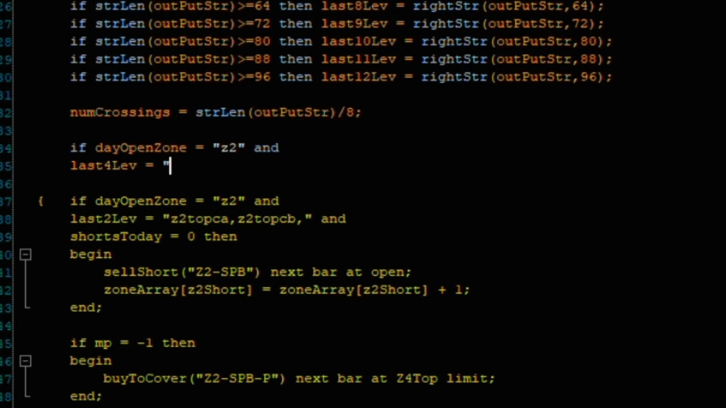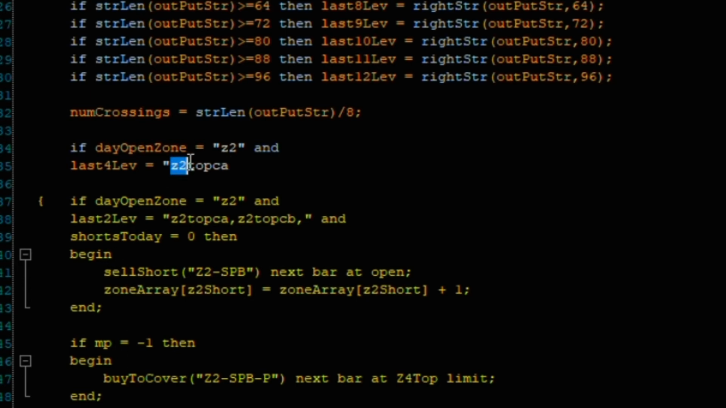I want to describe to the computer what happened and what I want it to understand so it can take action. For the last 4 levels, we're starting chronologically with what happened first. What happened first was I had a zone 2 top cross above. Okay, let's look at that real quick.